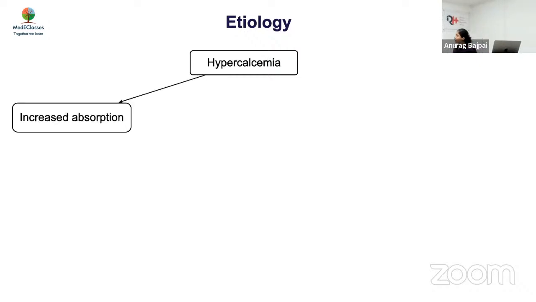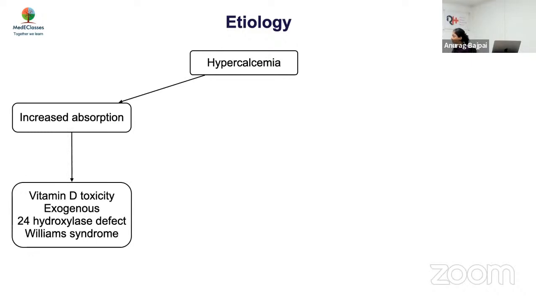So, three major causes of hypercalcemia. The first one is an increased absorption, which can be because of vitamin D toxicity. It could either be an exogenous increased intake of vitamin D, or a 24-hydroxylase defect, wherein your 25-OHD is not getting inactivated to 24,25-OHD, and therefore more of it is getting converted to 1,25-OHD, resulting in vitamin D toxicity.